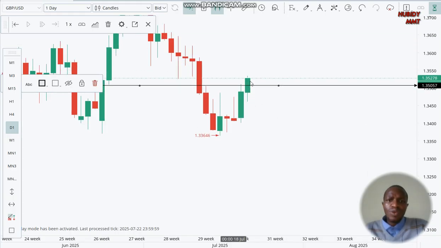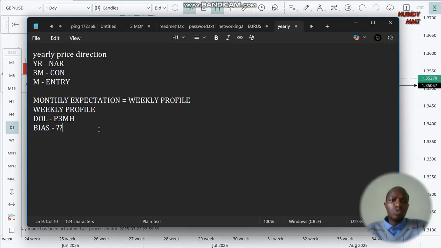So Tuesday candle close above the weekly high, thus activating the advanced bias. So when you come back to the bias level, we'll just say advanced bias, and it is bullish.